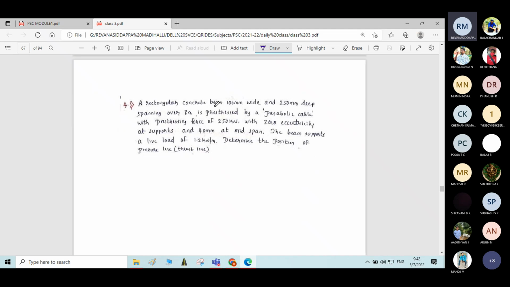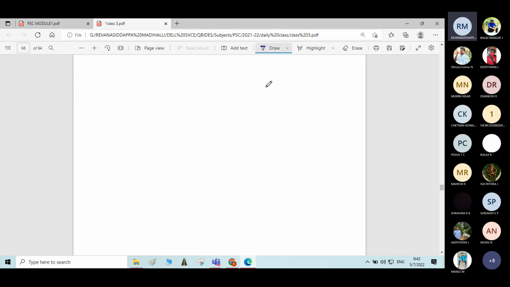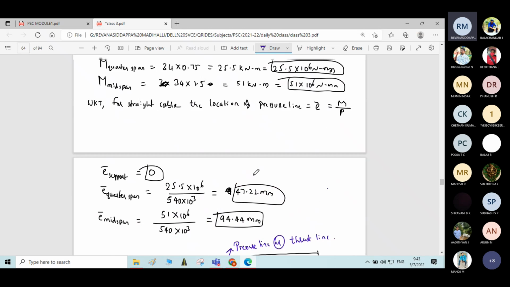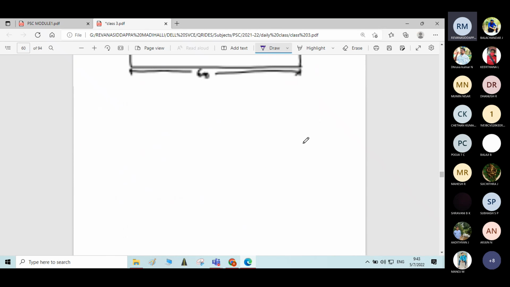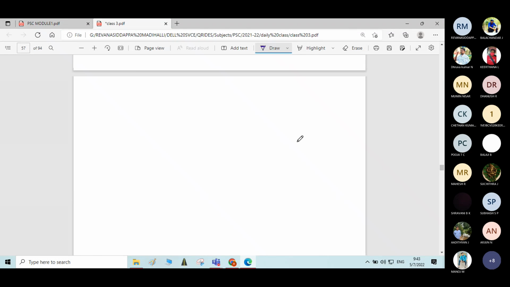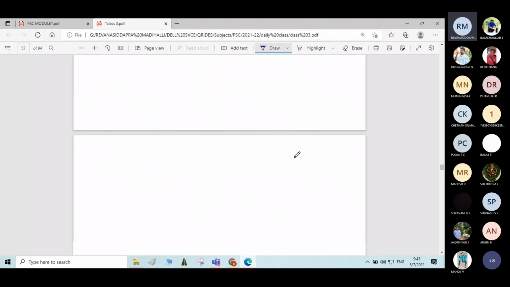A rectangular concrete beam 100 mm wide and 250 mm deep, spanning over 8 meter, is prestressed by a parabolic cable. Okay, it is not the straight cable. For a parabolic cable, this e is equal to M by P is not applicable. Here at the beginning only I have clearly written applicable for only straight cable. Correct?